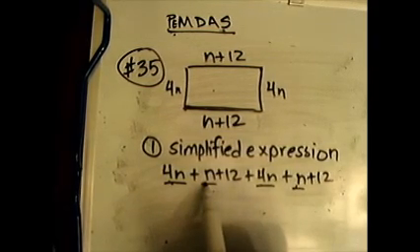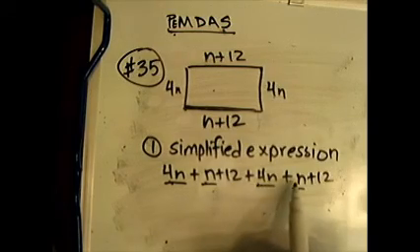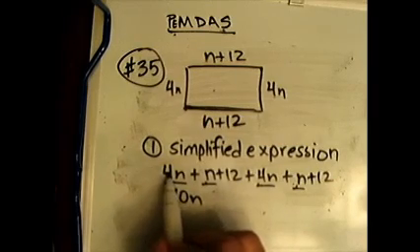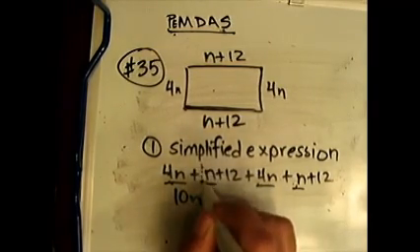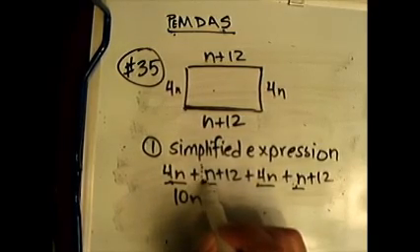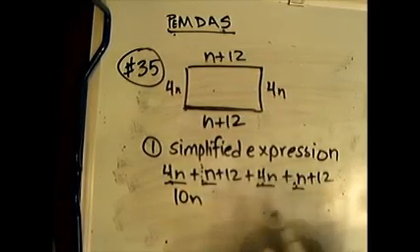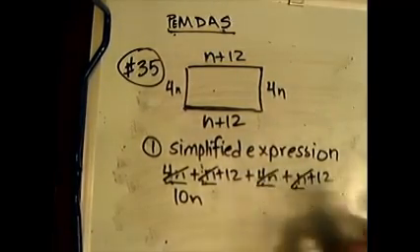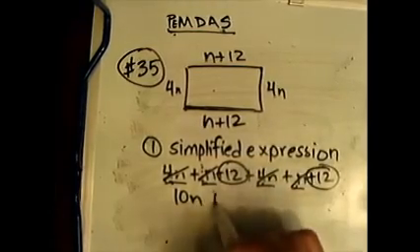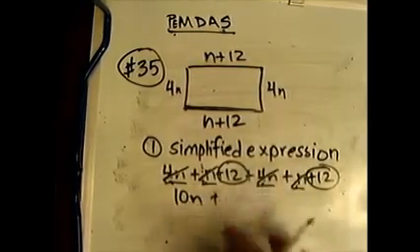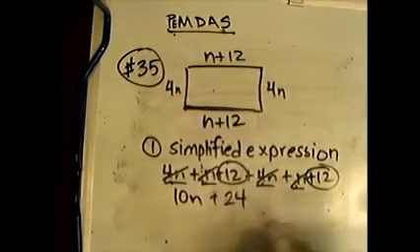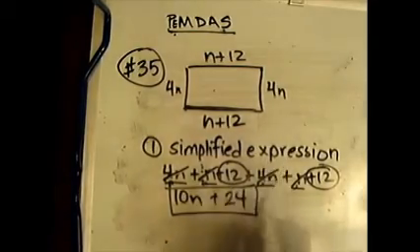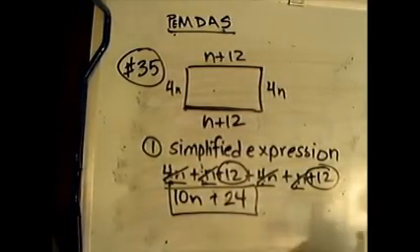So 4 plus 1 is 5, plus 4 is 9, plus 1 is 10. So we have 10 n's. I'll show you again. Even though you don't see it, there's a 1 here. So 4 plus 1 plus 4 plus 1 is 10. So we've done all the n's. Now what are we left with? A 12 here and a 12 here. So that's plus 24. So that is your simplified expression right here, 10n plus 24.